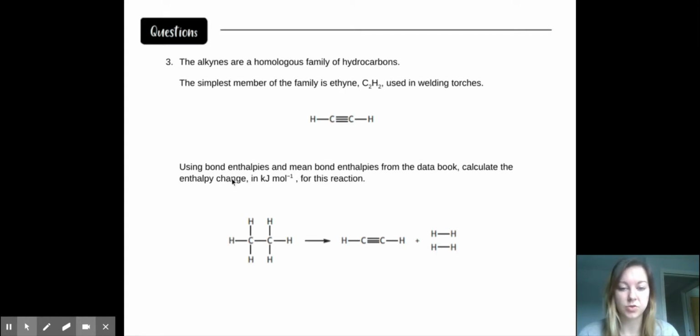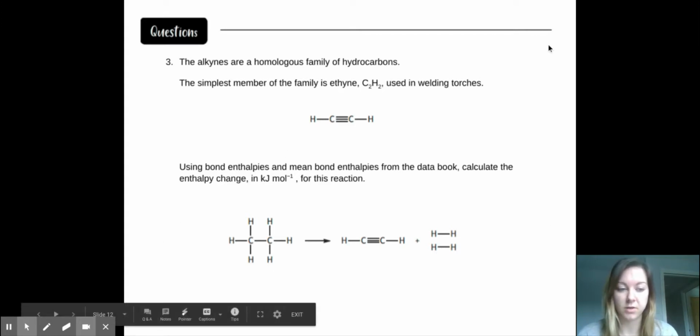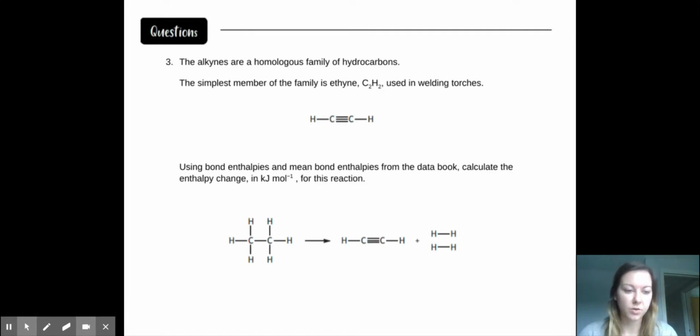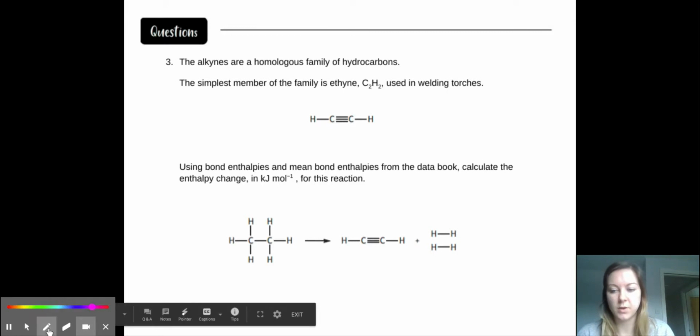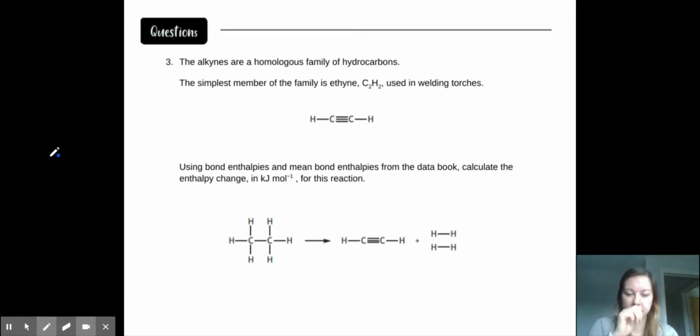Again, step 1 is to draw out the full structural formula. We've done that, so that's good. Step 2 is then to circle the bonds on both sides. So let's go ahead and do that again, and try and come up with a little list of the substances that we're going to be looking for. So straight off the bat, I can see we've got 6 C to H's and 1 C to C.